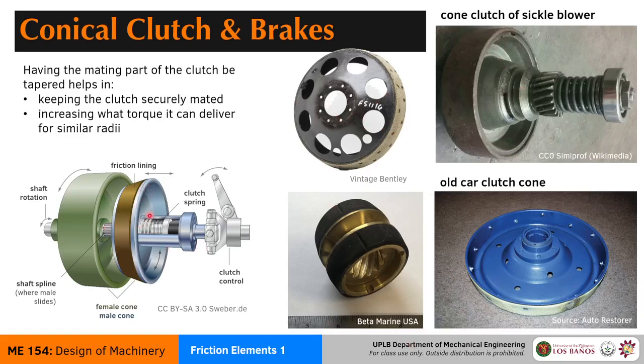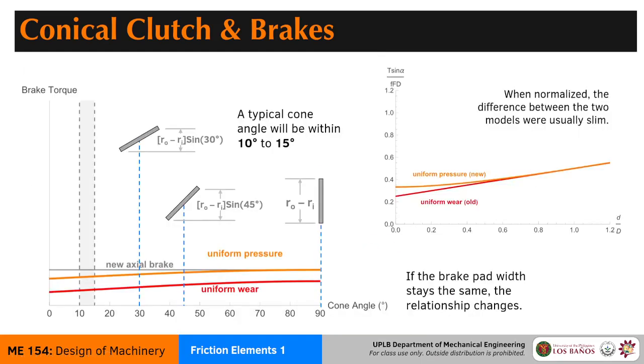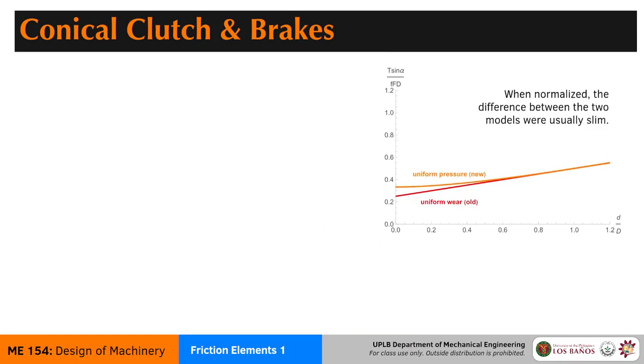So if you compare this to the plate clutch, the values of the outer and the inner diameters are much closer for the conical in comparison. Let's go back to that slide. Oh, sorry. Wrong one. Okay. So there we go.